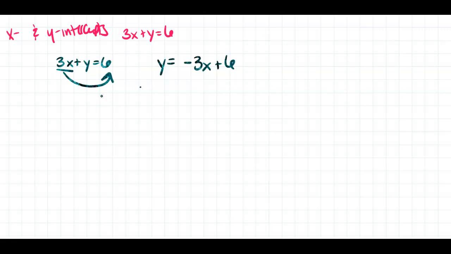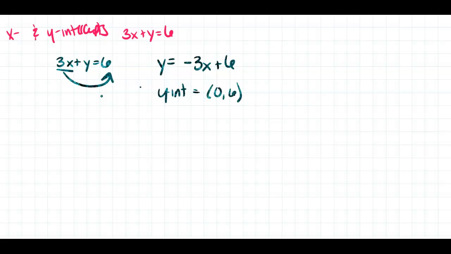So now, x and y intercepts. Nobody cares about slope. My y-intercept is if I put in a 0 for my x, what's my y? My y is 6. So my y-intercept equals 0, 6. Now x-intercept is a little more challenging.